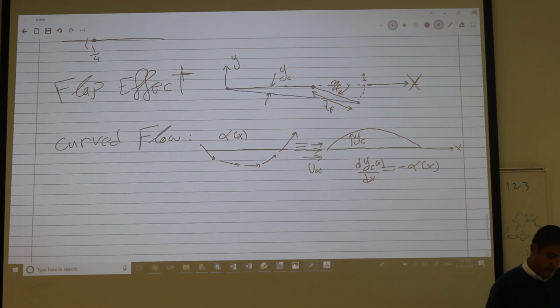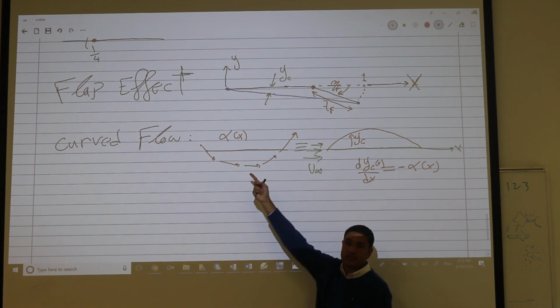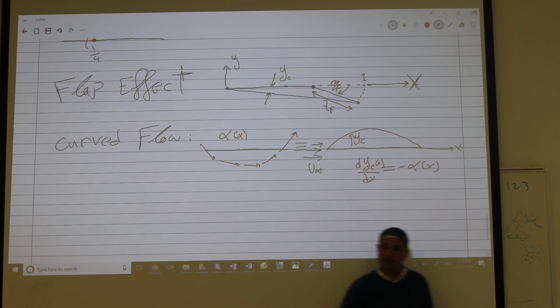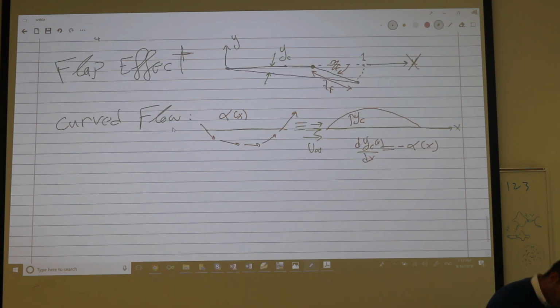This is a function of x, right? So whenever you have a varying alpha, put a negative sign, this is your camber, go and solve the thin airfoil theory, get the lift, pressure distribution, everything. Let's do it for a particular case. What is the particular case I have here?